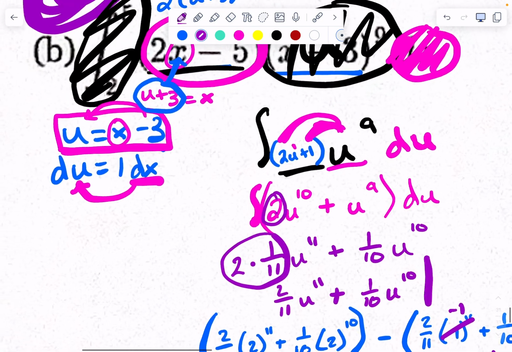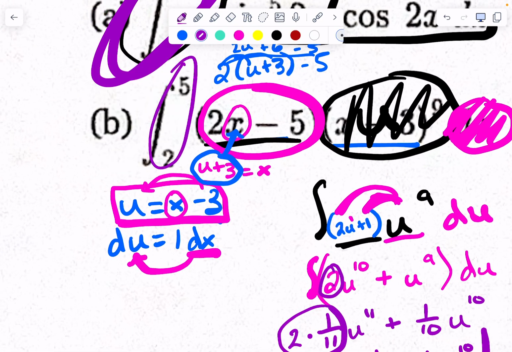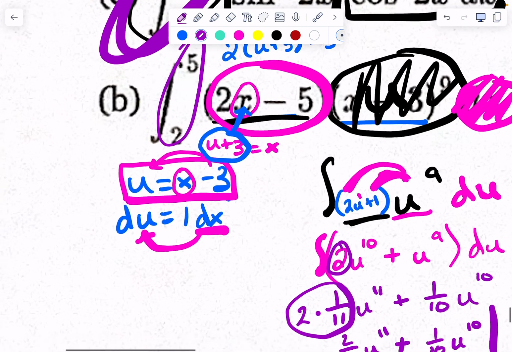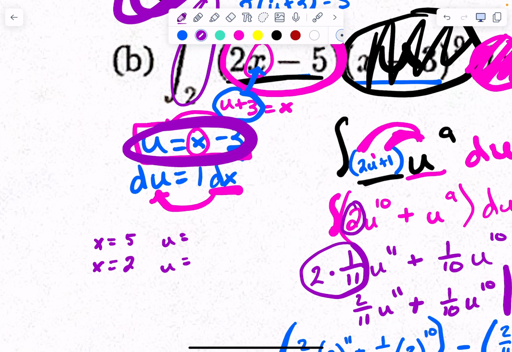Then I'm going to figure out what I'm going to plug in for those. So I'm going to go back to my limits. My limits are originally 2 and 5, but that's when I was in terms of x. Now I'm in terms of u. So if x equals 2 and x equals 5, u equals... I'm going back to this equation right here. If x equals 5, I'm doing 5 minus 3 equals 2. So u is 2 in that case.